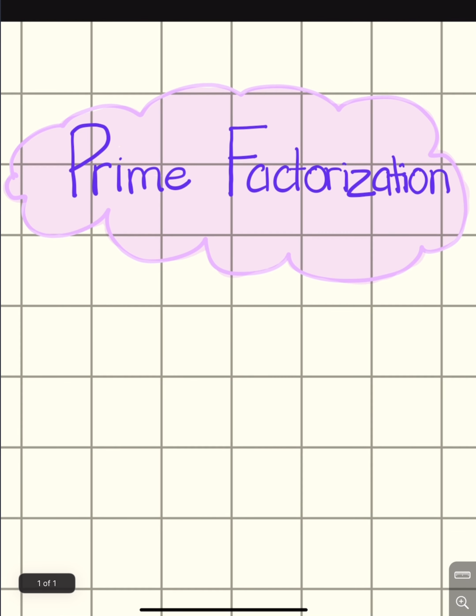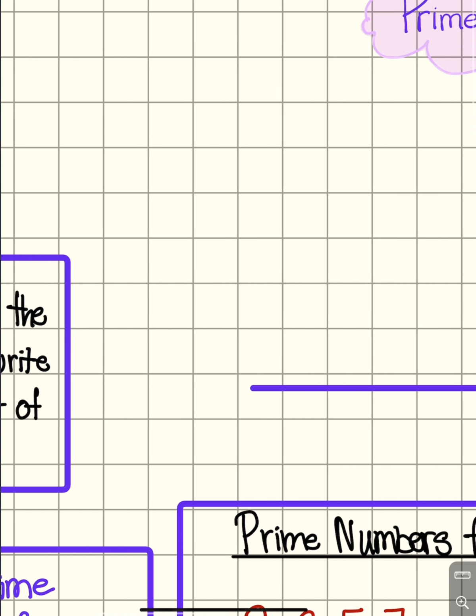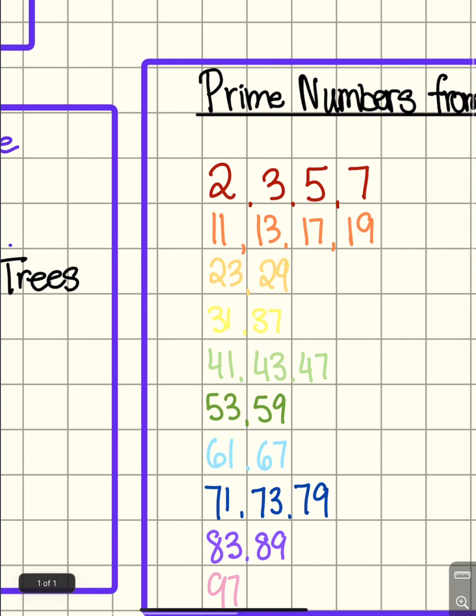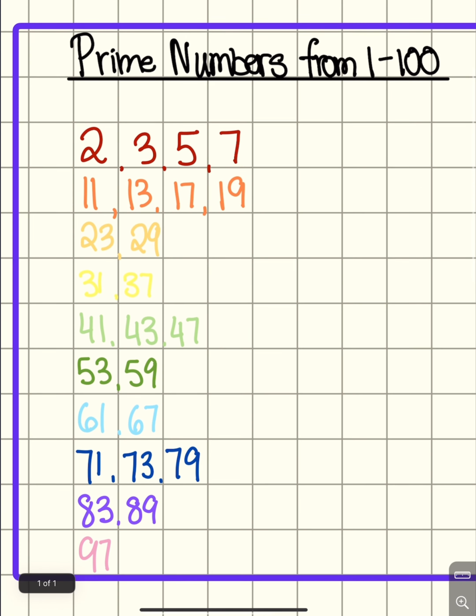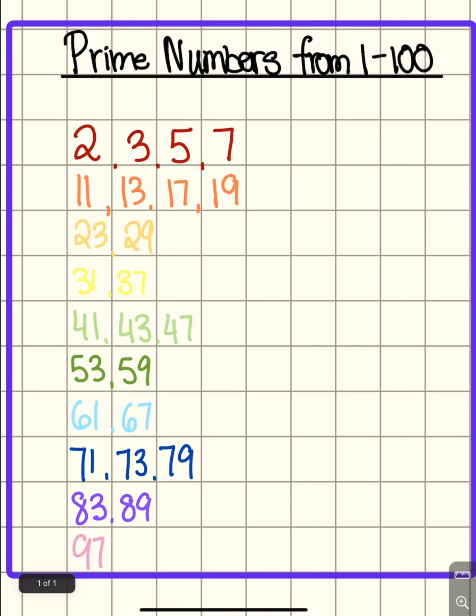Let's take a look. A prime number is a number whose only factors, and here factors means numbers it can be divided by, are 1 and itself. So in order to explain that a little bit better, let's take a look at all of the prime numbers from 1 to 100. There's this little chart here that I've created, and each row here is a set of every 10, just so that you can visually see all of the prime numbers.